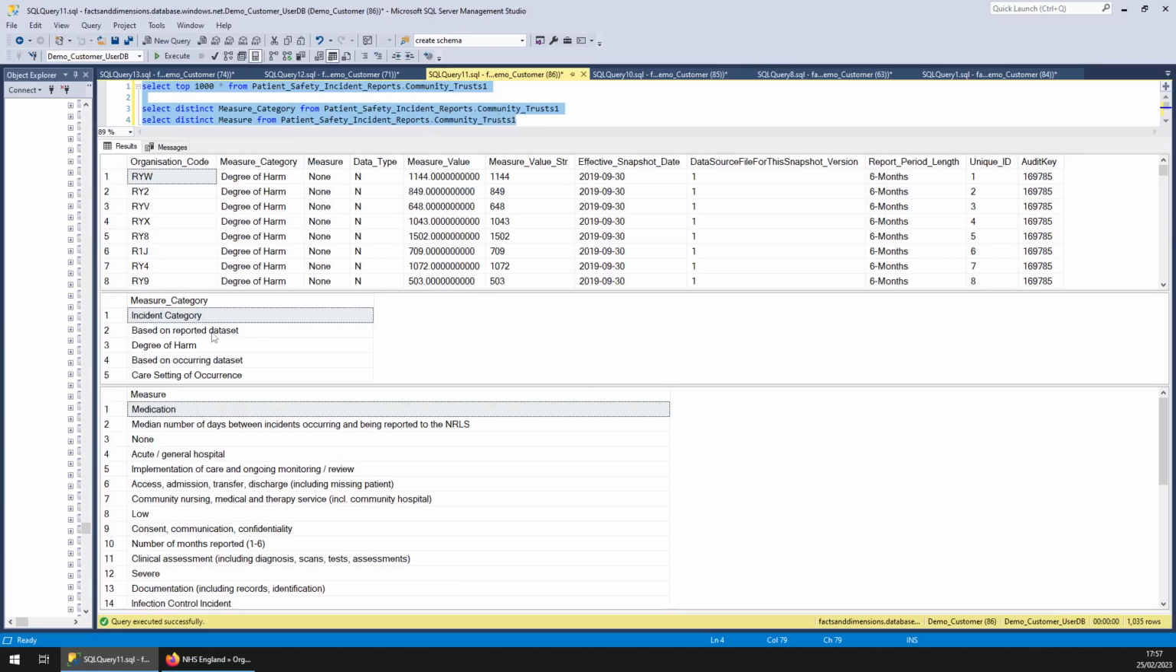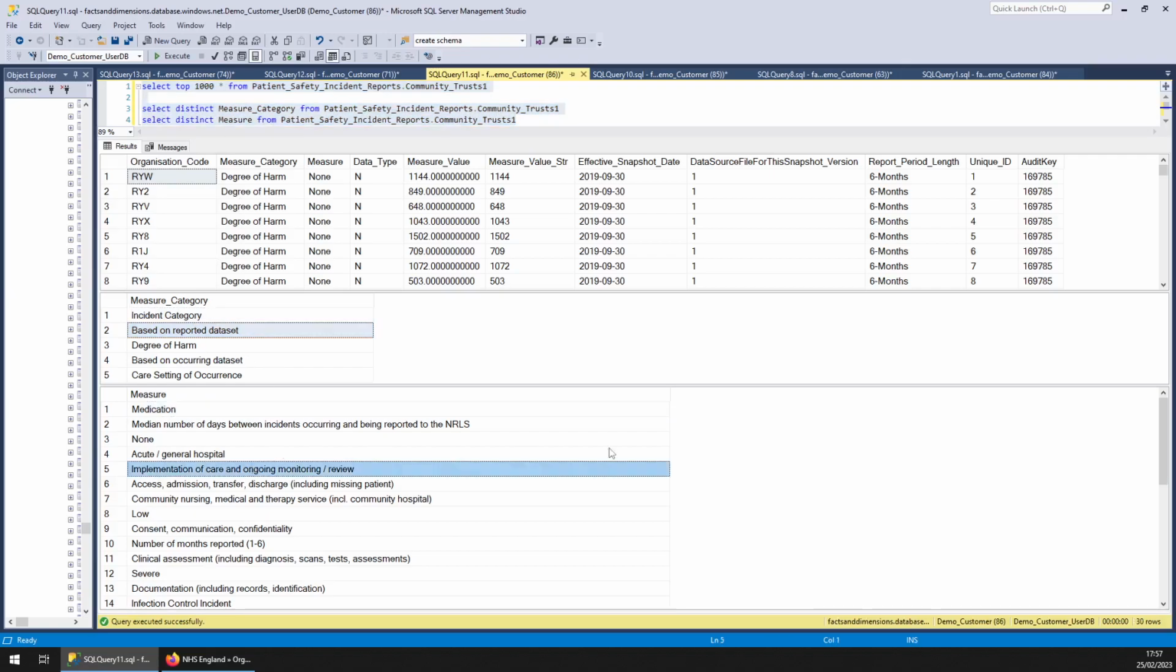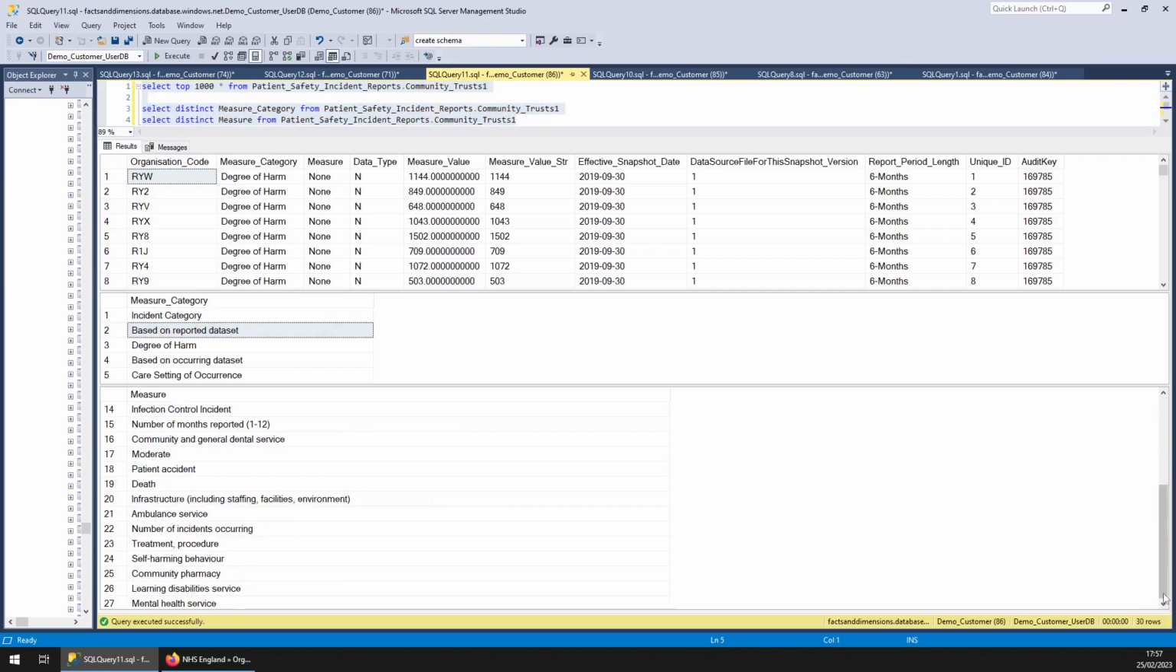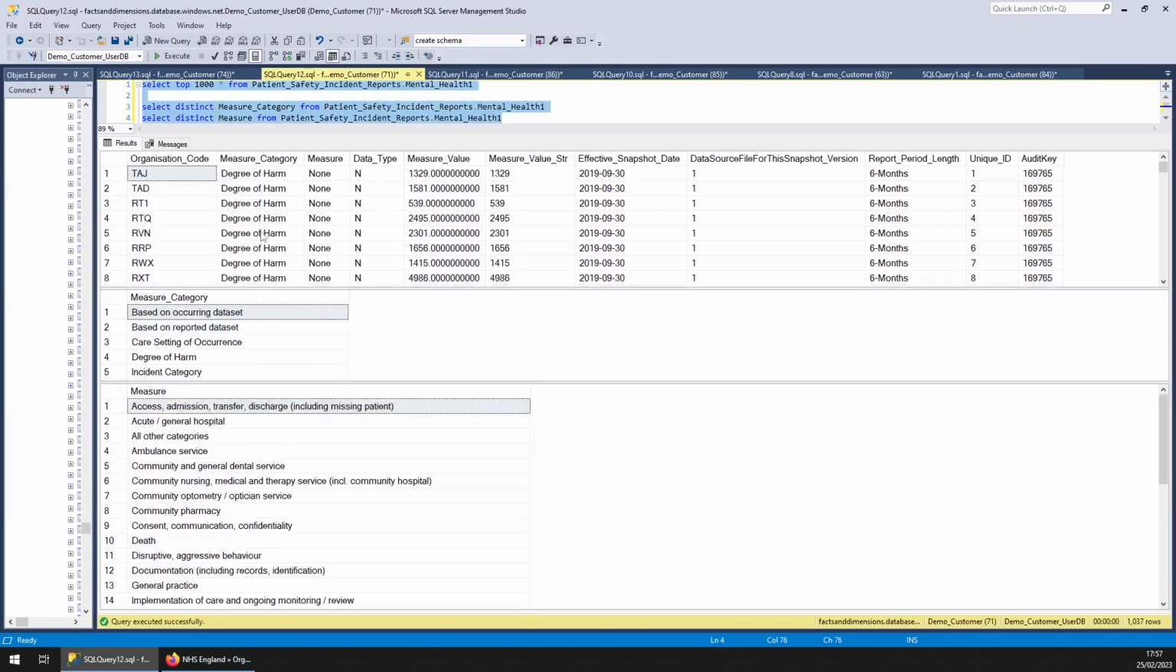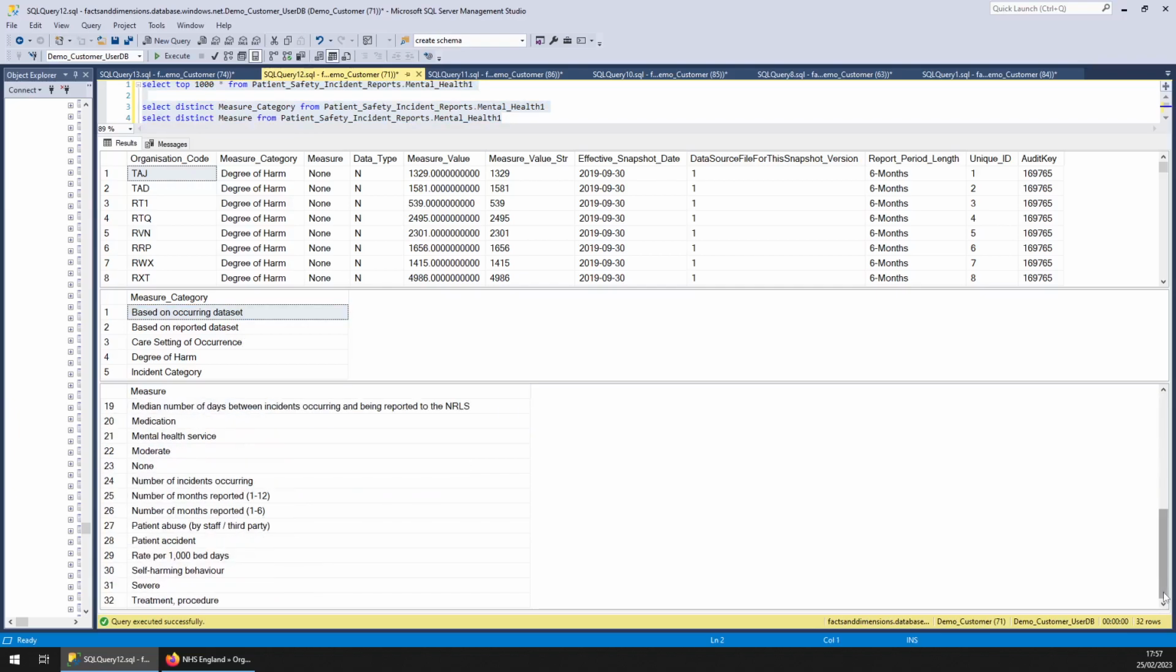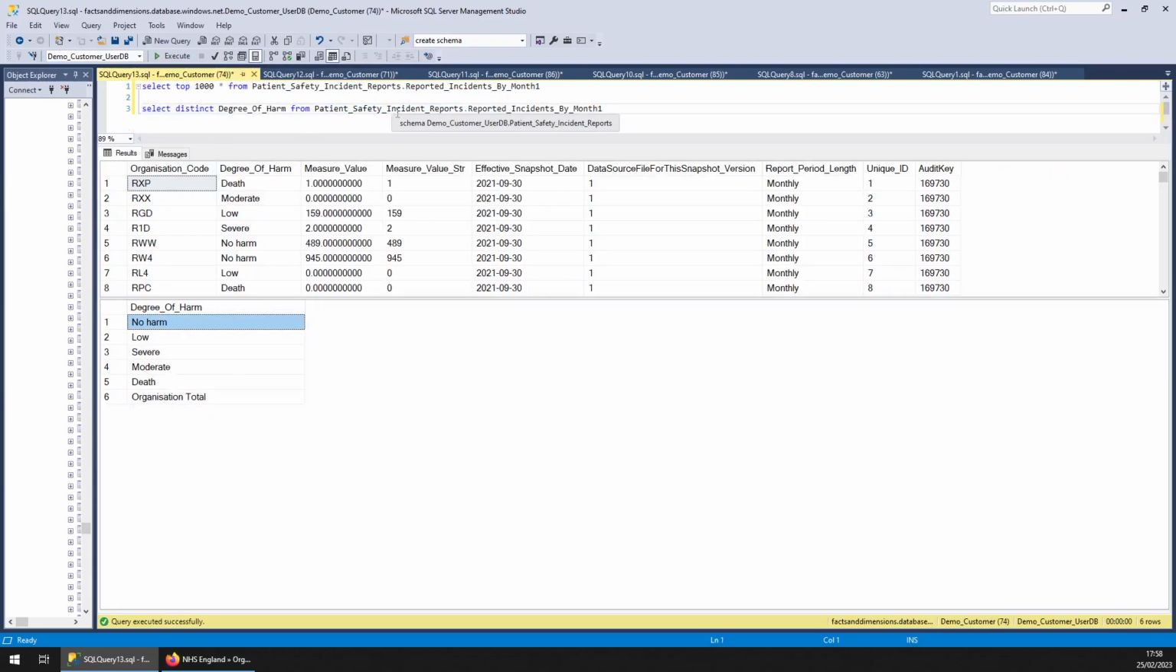Community trusts, there's the categories, and there's the measures. Mental health, again, categories, measures. And finally, reported incidents by month, which just has a degree of harm by organisation month.